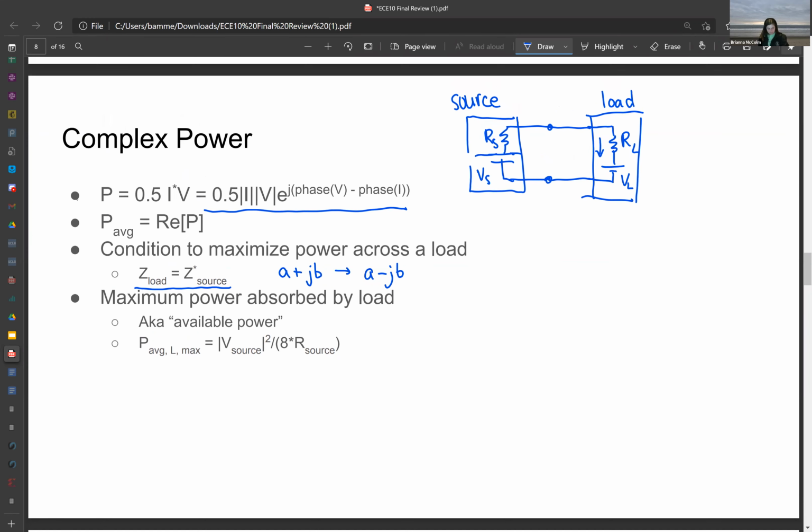Now, the maximum power absorbed by the load is also called the available power. This is the equation for it, and your professor probably did the derivation for this in class, but this is an important equation for you to be able to know and apply.